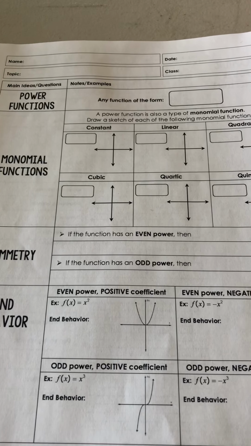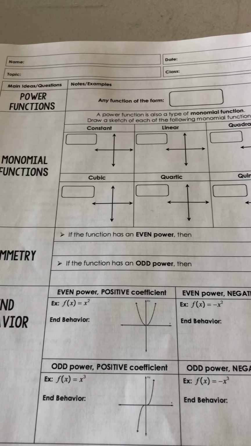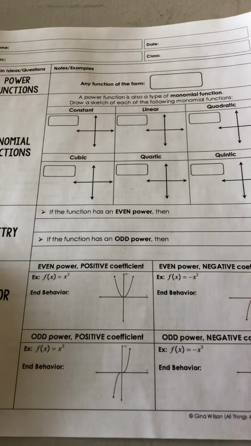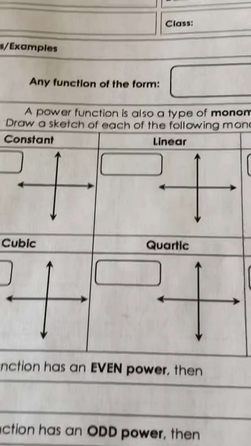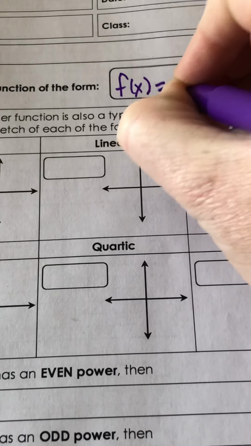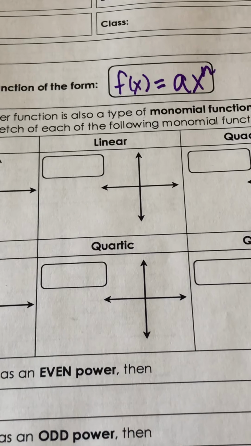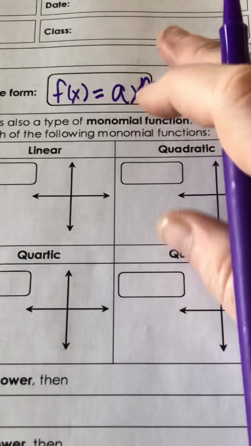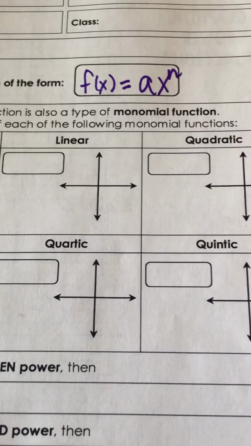Power functions are what we're talking about first in our next unit. So a power function is any function of the form f of x equals a x to the n. And think of it like n is your power, your exponent. That's why it's called a power function.